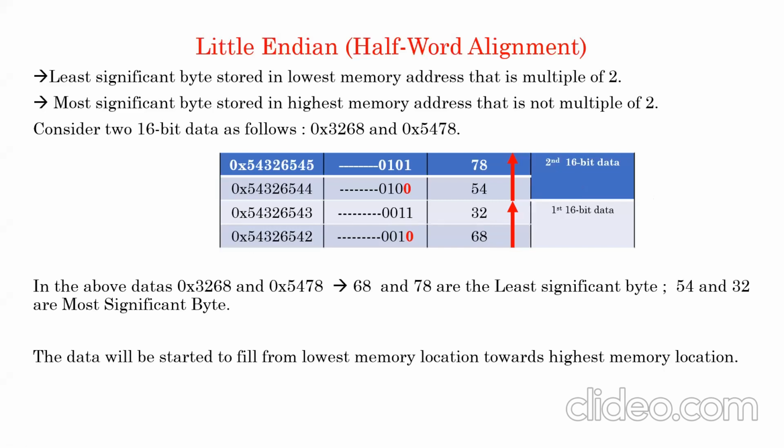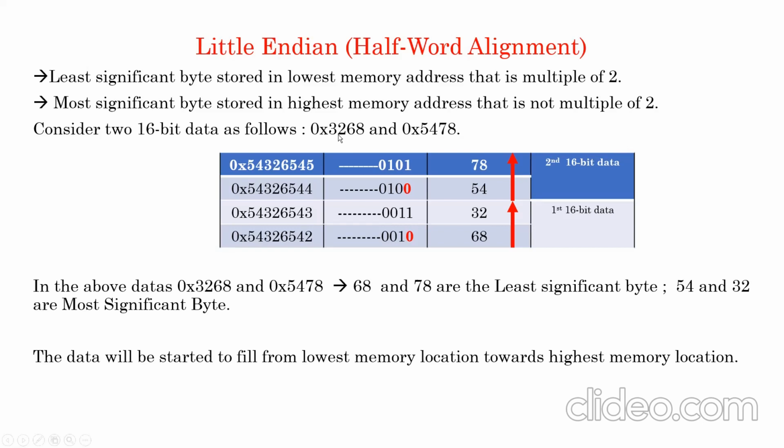We will be discussing Little Endian and Big Endian for 16-bit data and 32-bit data. Consider these 2 16-bit data, 3268 and 5478. Kindly understand this, as it is the ultimate concept of Little Endian. The least significant byte of the data determines its starting location. The location where its least significant byte is stored determines the data's starting location. The least significant byte is stored in a location that is a multiple of 2, and the most significant byte in a location that is not a multiple of 2.